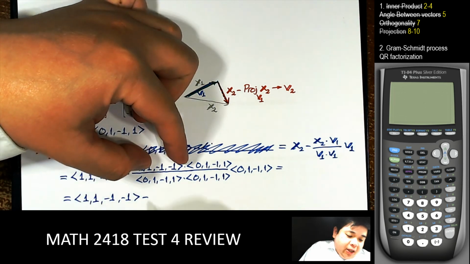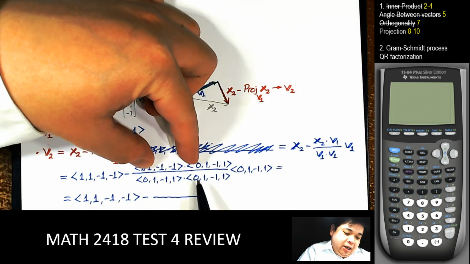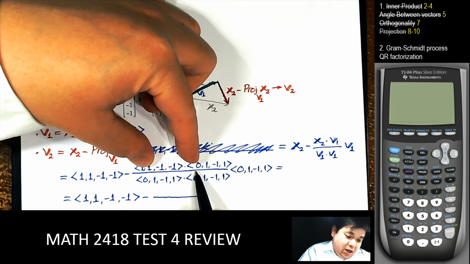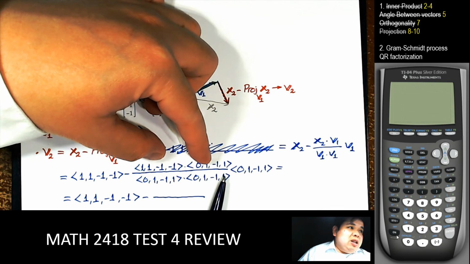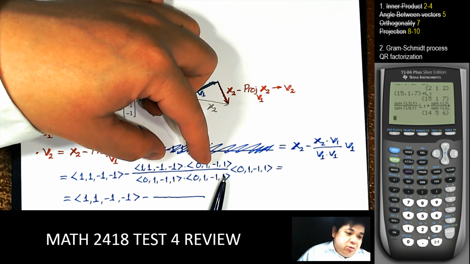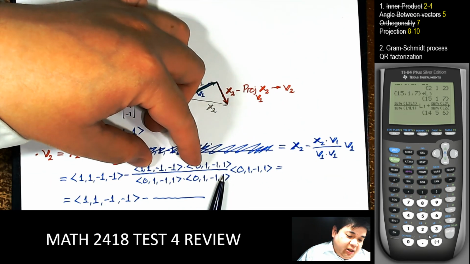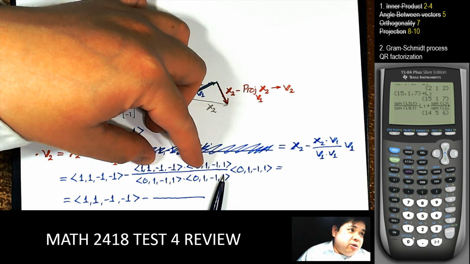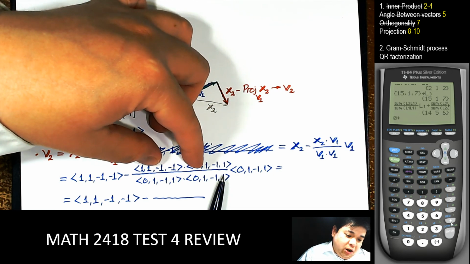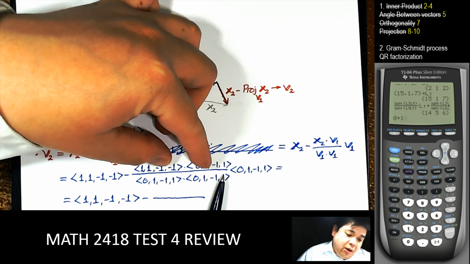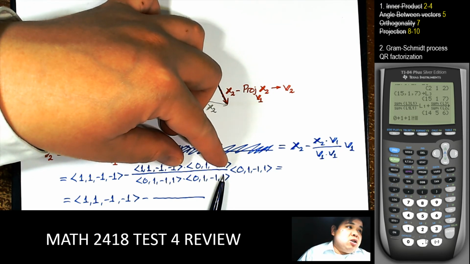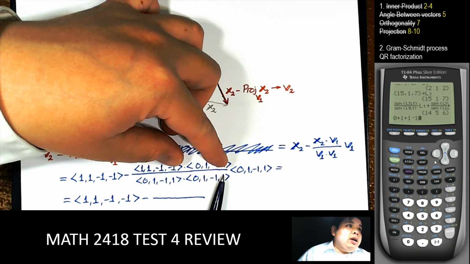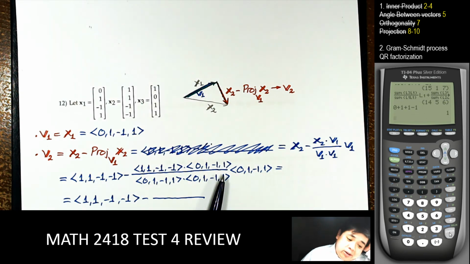Right, the top, let's see, 1 times 0 is 0, 1 times 1 is 1. We don't need the calculator, but just to confirm. So that will be 0 plus 1 times 1 is 1, minus 1 times minus 1, so plus 1, minus 1 times 1 is minus 1, minus 1, so it is 1.